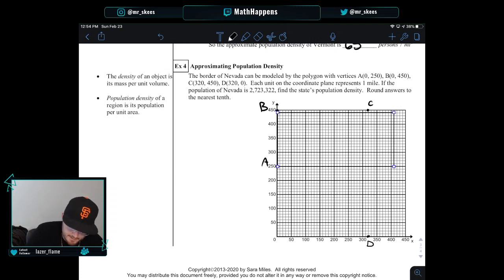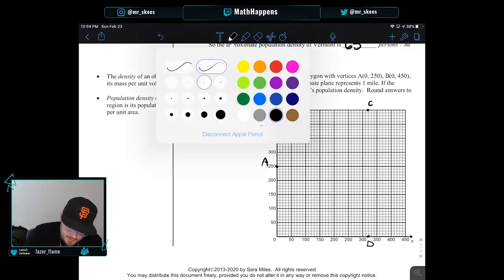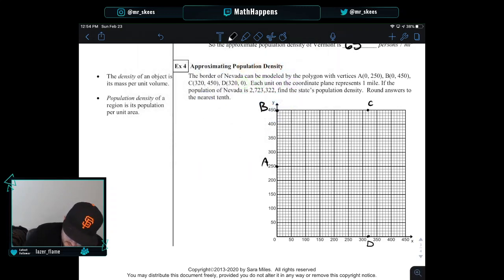Oh, I thought it was going to clean up all my lines. You see what I went for there? Let's draw this a little bit thicker. Let's give Nevada some thick lines here. Boom. And then boom.